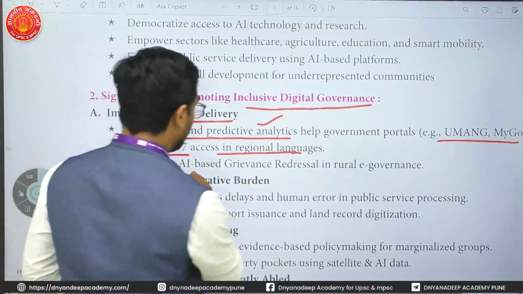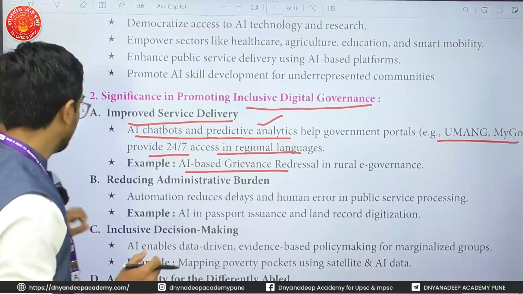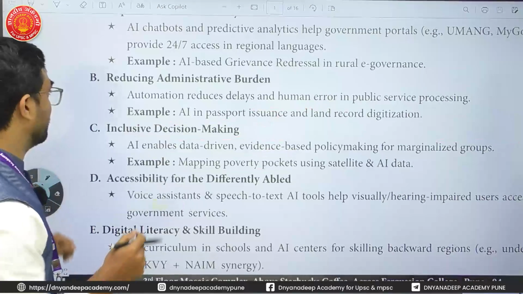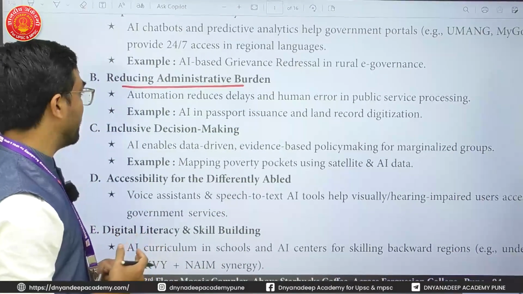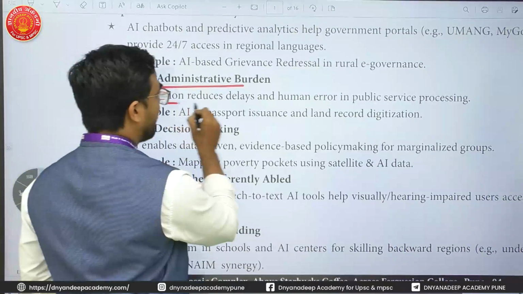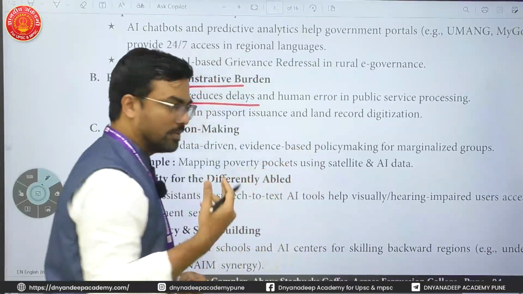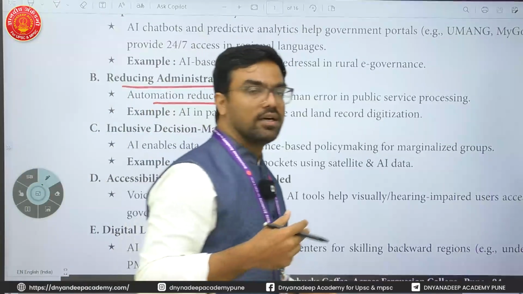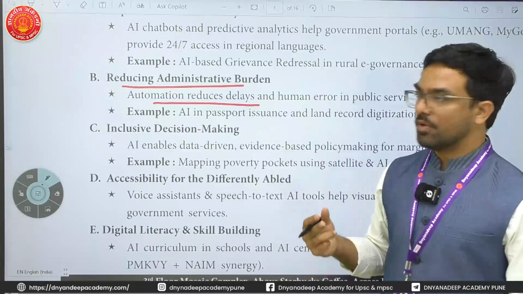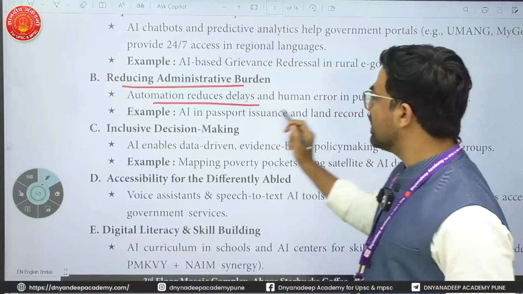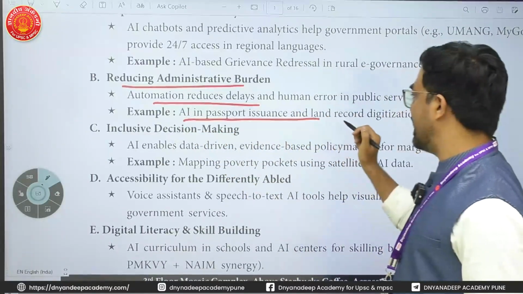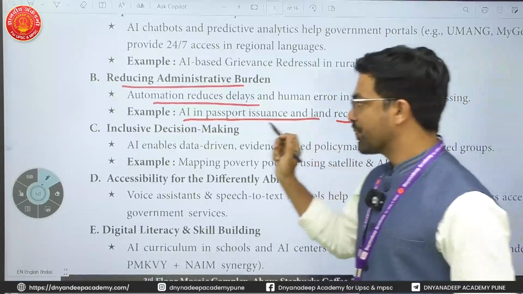Also, an example is AI-based grievance redressal in rural areas, reducing administrative burden. With the adoption of AI, it ensures reducing administrative burden because it automates some tasks, and it ensures the reduction of human errors because AI is accessing data and processing it. Also, an example is AI in passport issuance and record digitization.